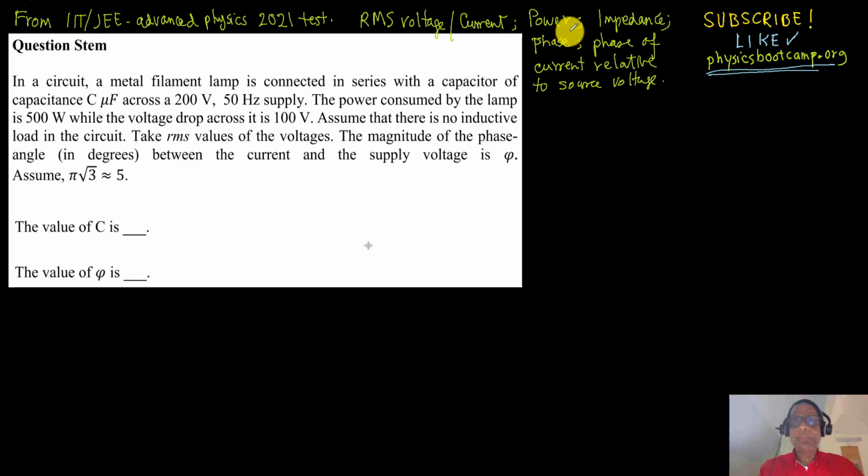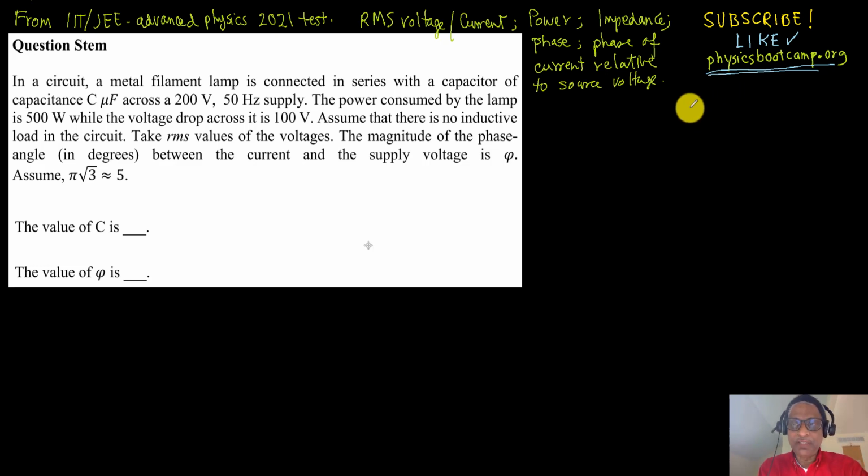and you have an idea of power, impedance, phase, and phase of current related to source voltage. So if you're clear on all of these, this question is pretty simple actually. So let's look at this problem a little bit closely. If you know how to do it, go ahead and try to do it. Otherwise you can see how I do it.